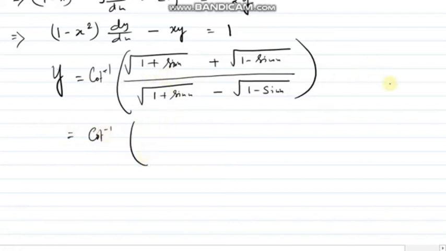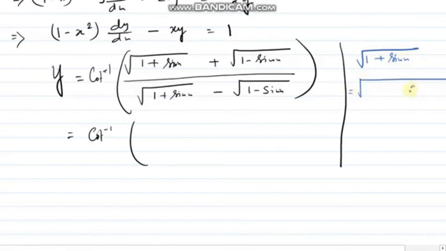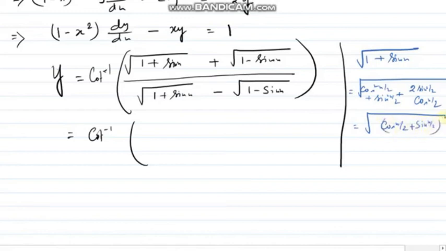Just check, I am doing it in rough. If it is root over 1 plus sin x, can I write sin x as 2 sin x by 2 cos x by 2? And this 1, can we write it as cos square x by 2 plus sin square x by 2? So ultimately this will be root over of cos x by 2 plus sin x by 2 whole square. Similarly, when it is minus, can we write cos x by 2 minus sin x by 2 whole square?